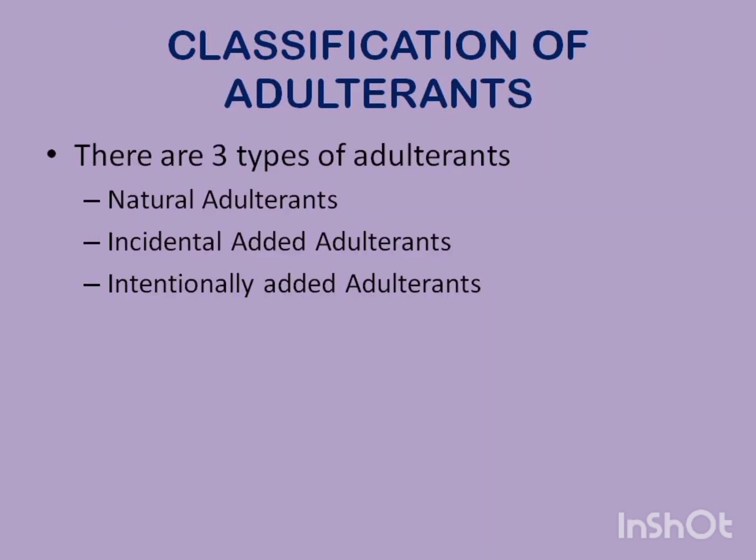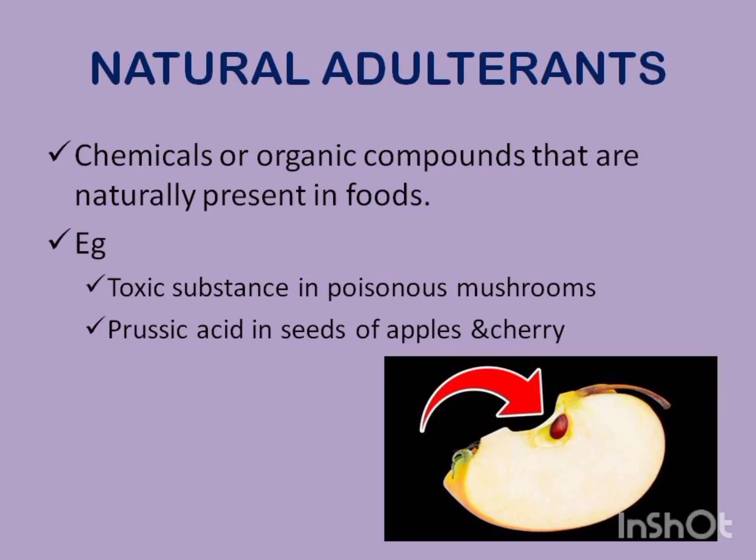The next one is classification of adulteration. There are three types of adulterants. The first one is natural adulterants, the second one is incidental adulterants, and the third one is intentionally added adulterants. So these were the types of adulterants. Step by step, we shall see what all those types are.